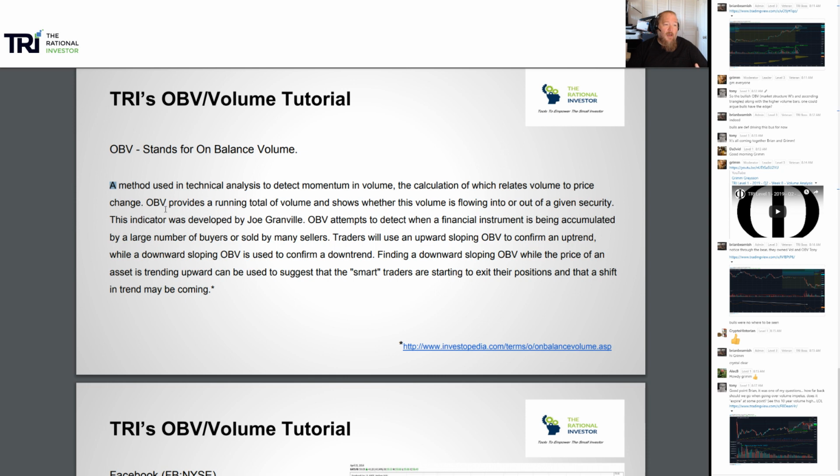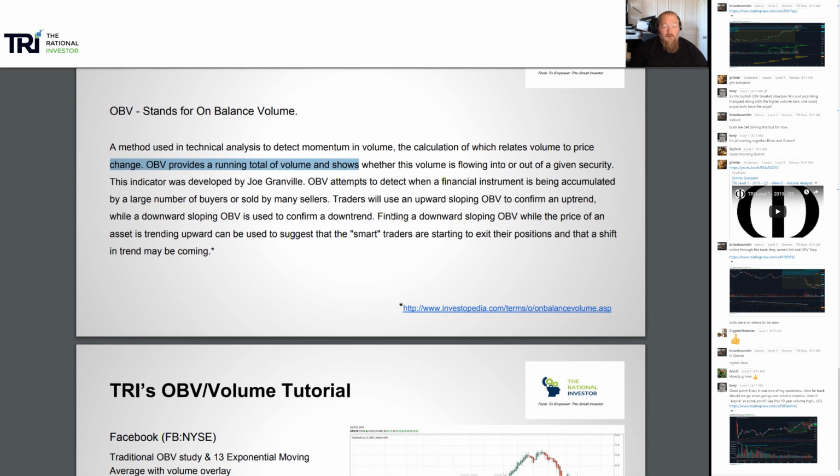It looks at whether the day's volume or the period's volume, because you might be looking at a 15-minute chart or a 30-minute chart, was bullish or bearish, and it is some calculation based on that. It was developed by Joe Granville originally. It attempts to detect whether money's coming into or going out of a particular asset, whether it's being accumulated by a large number of buyers or sold by a large number of sellers. Traders will use an upward sloping OBV to confirm an uptrend and downward sloping OBV to confirm a downtrend.